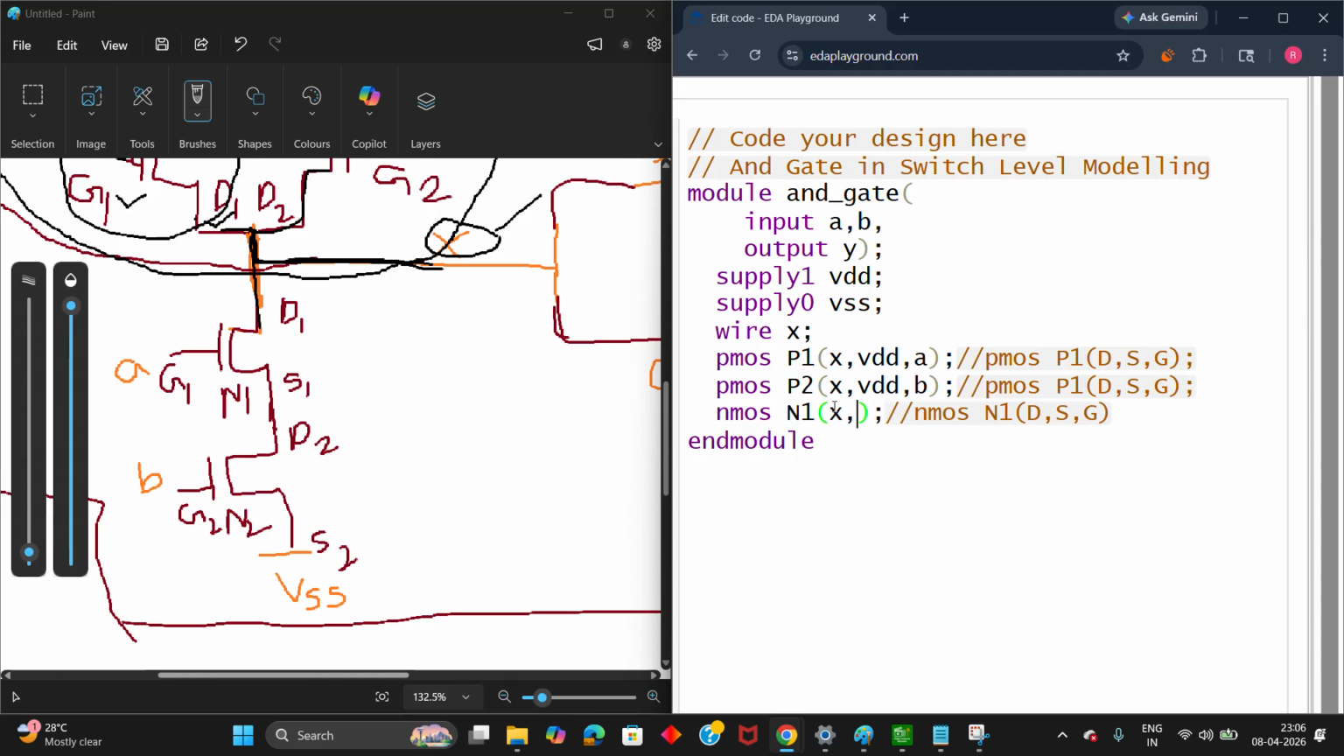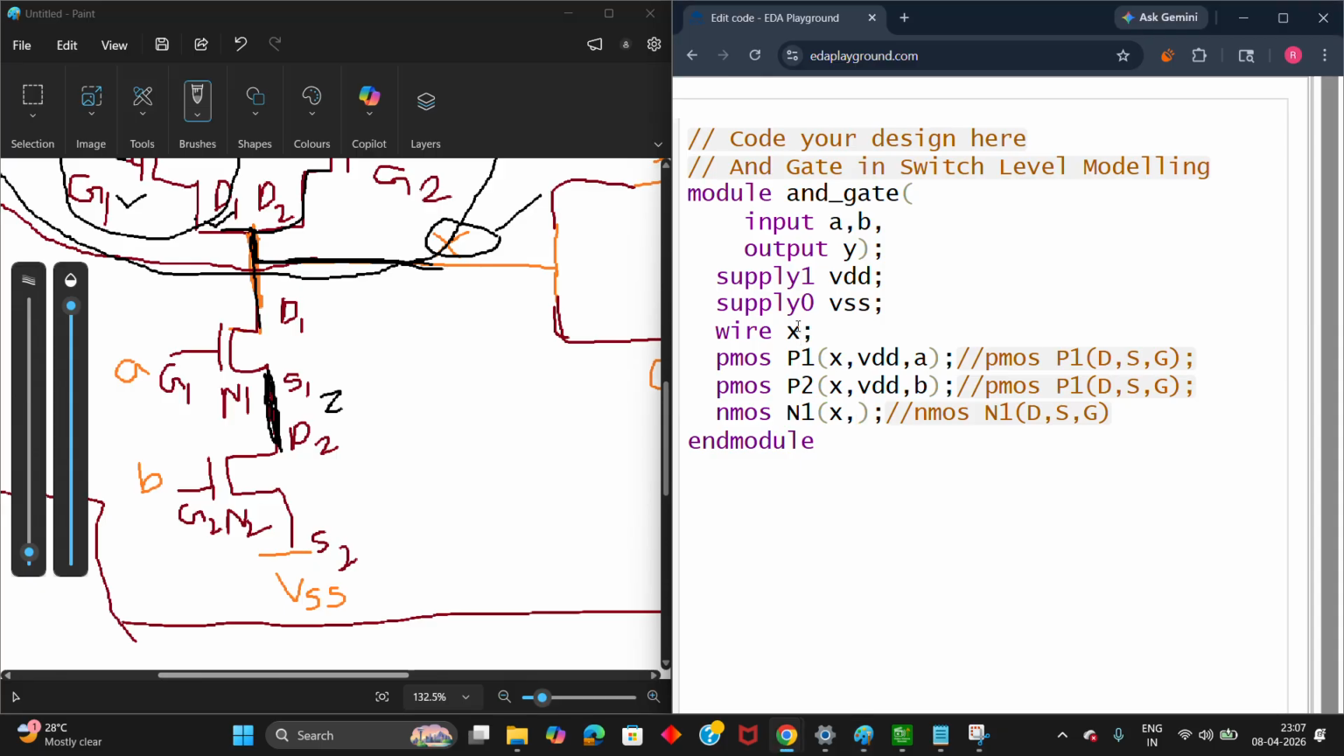Next, the source terminal of N1, to which value is it connected? The source terminal of N1 is connected with the D2. For this particular wire, did we give any name? No, right? We haven't given any name. So let us give this particular wire the name Z. Did Z exist in our program? Did we declare our Z? No, right? So we need to declare it.